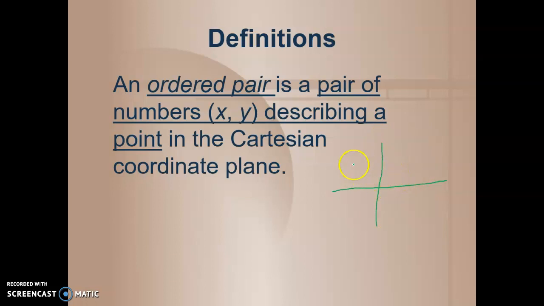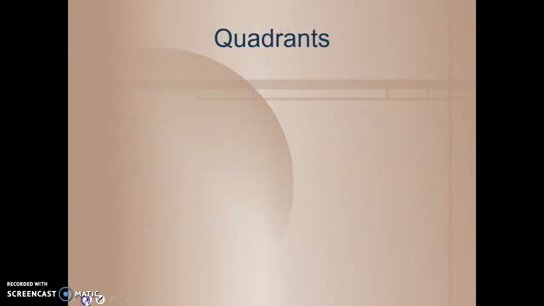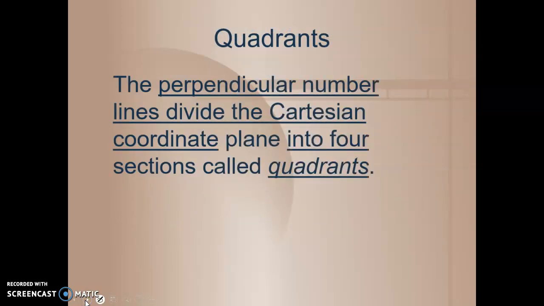The Cartesian plane was created by French mathematician René Descartes, and it allowed him to graph things in two-dimensional space, not just left and right, and not just up and down, but a combination of left and right or up and down. The two symbols in an ordered pair are called coordinates. Now, the Cartesian plane is divided into 4 sections. The perpendicular number lines divide the Cartesian plane into these 4 sections, and they are called quadrants.